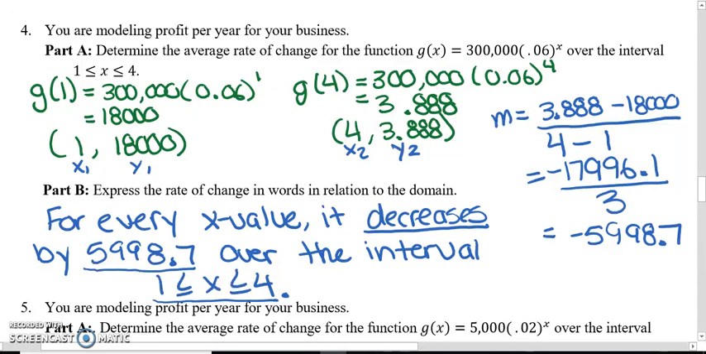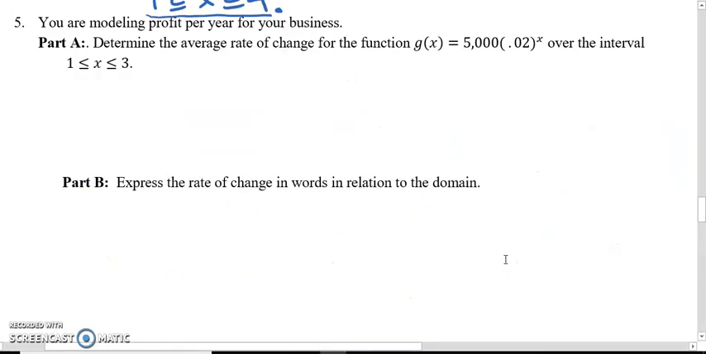So again, we're going to repeat this problem one more time in a different function, and we're going to have some more practice. All right. You are modeling profit per year for your business. Part A, determine the average rate of change for the function g of x equals 5,000 (0.02)^x over the interval 1 less than or equal to x less than or equal to 3.